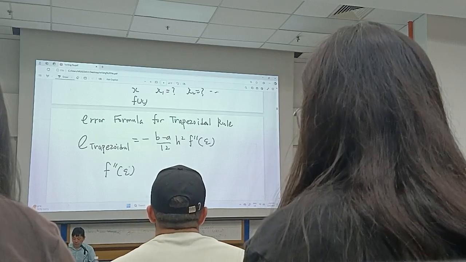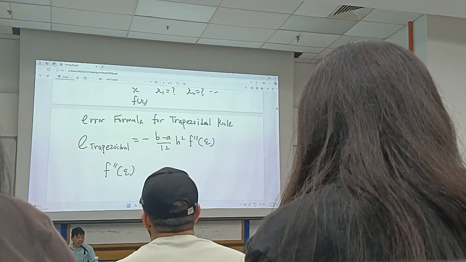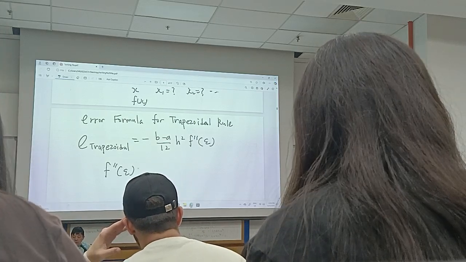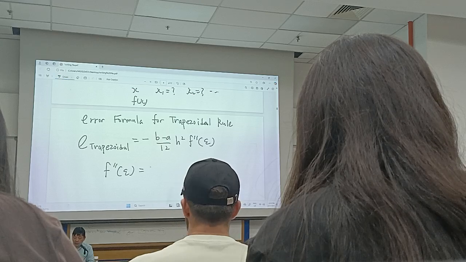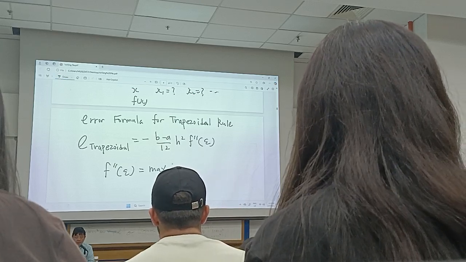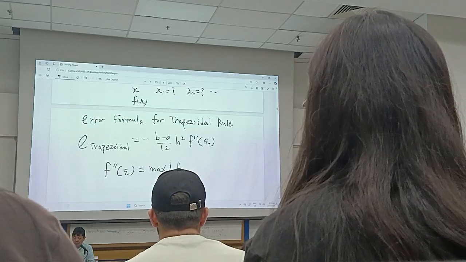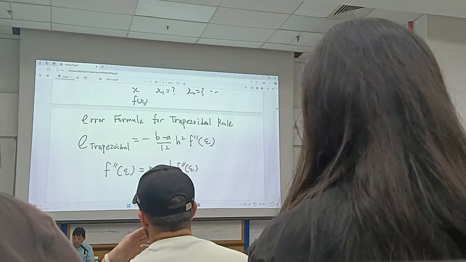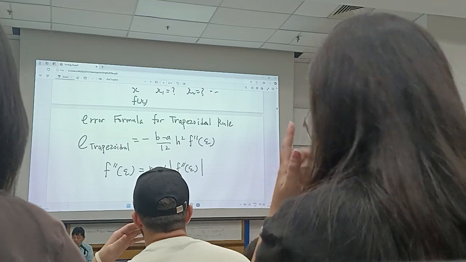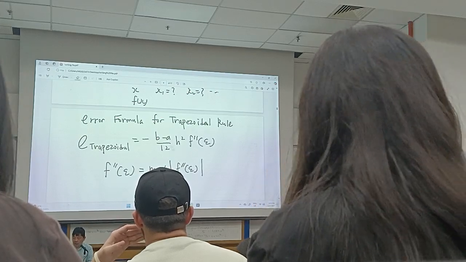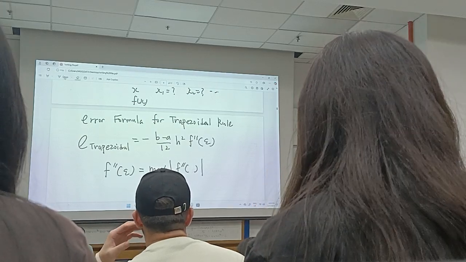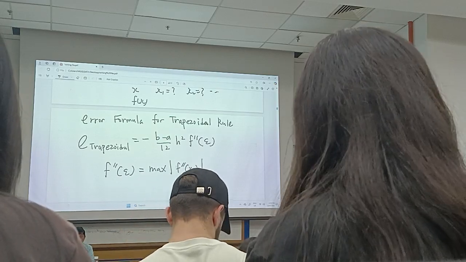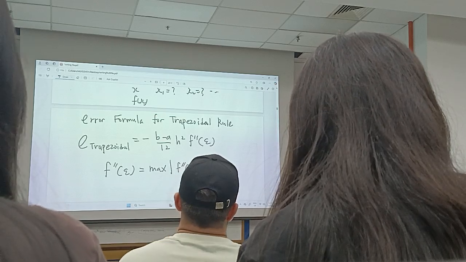In your lecture notes is another symbol, it is more complicated. I simplify it. Okay. So this second derivative actually is a maximum value of the second derivative, the absolute maximum value. Absolute maximum value of the second derivative. Here is f(x), here is x. Okay, the maximum absolute value of the second derivative.